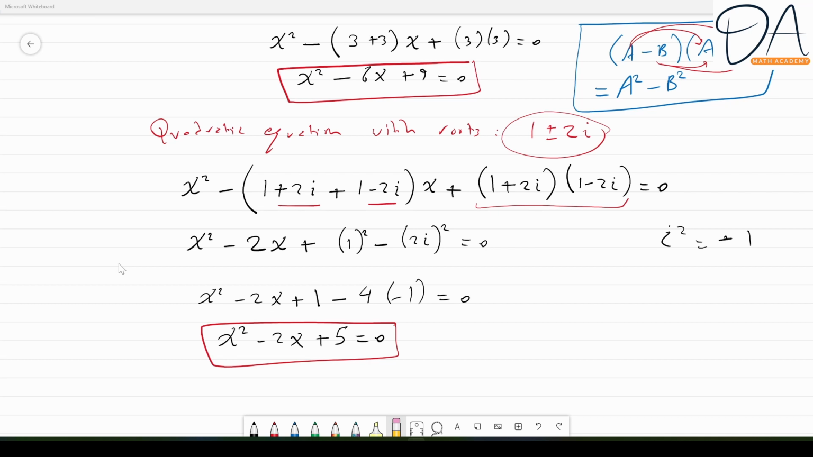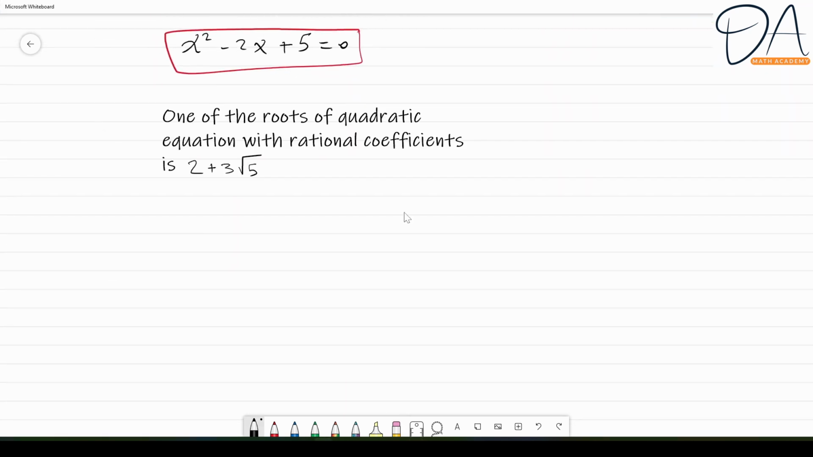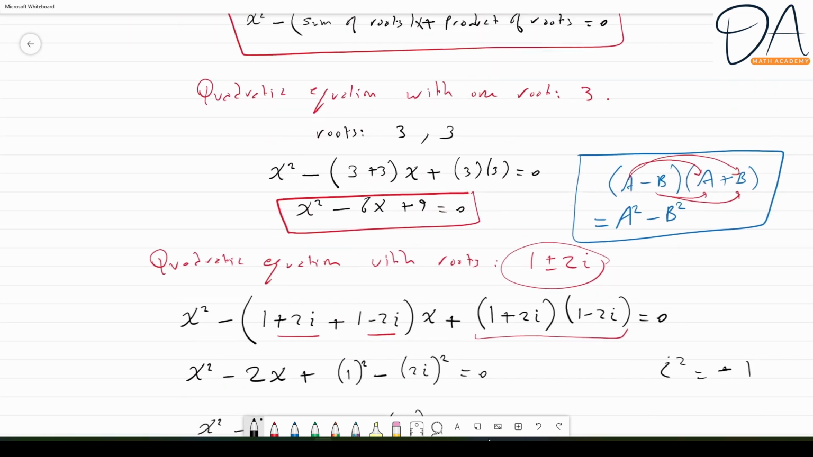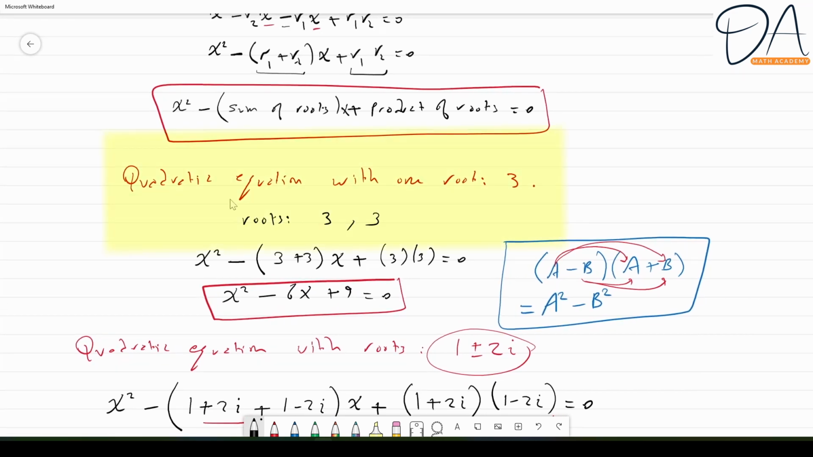Okay, so let's take another example. In this example, we have that one of the roots of a quadratic equation with rational coefficients is 2 plus 3 square root of 5. So this may look similar to the previous example that we did, a quadratic equation with one root 3. However, there is a difference. Here we are told that the quadratic equation has one root. So one root for a quadratic equation means it's a repeated root actually.